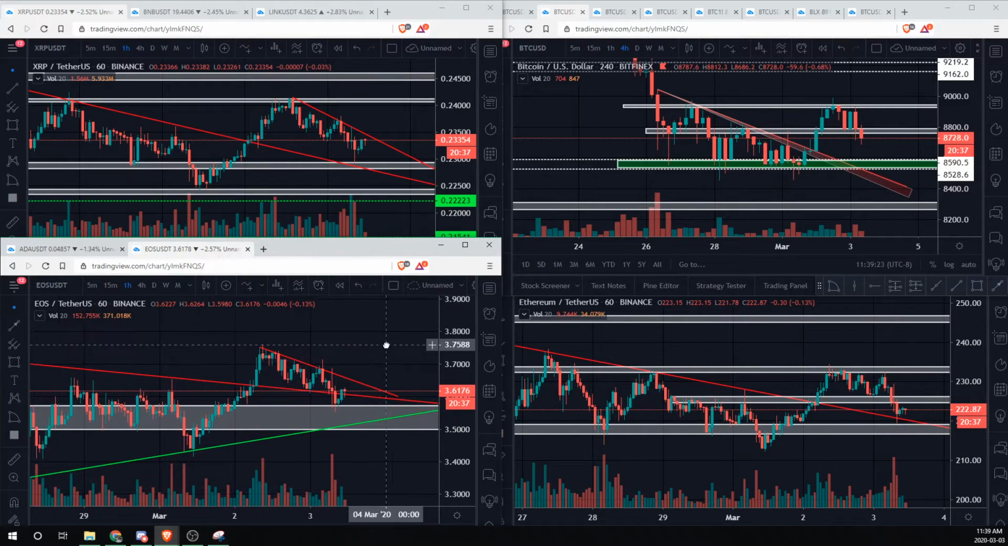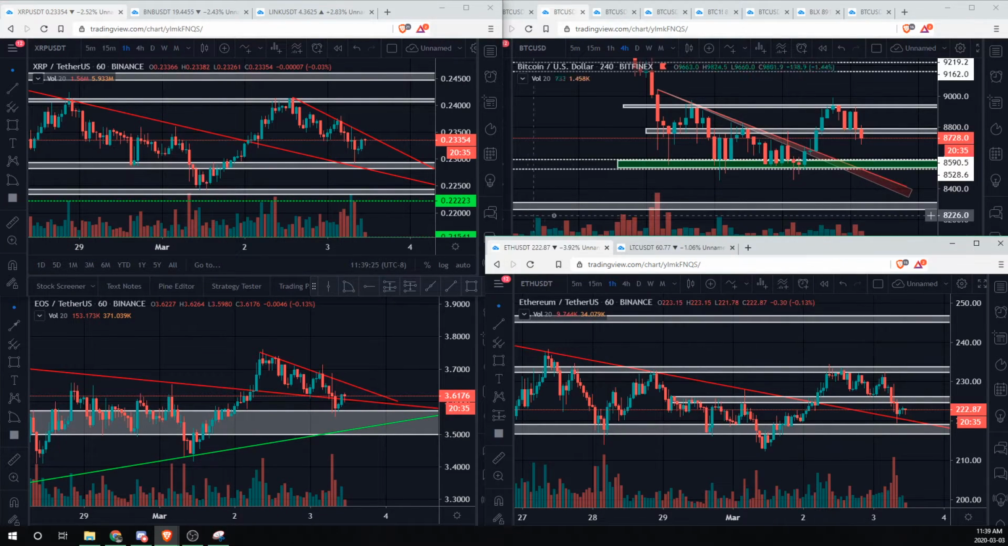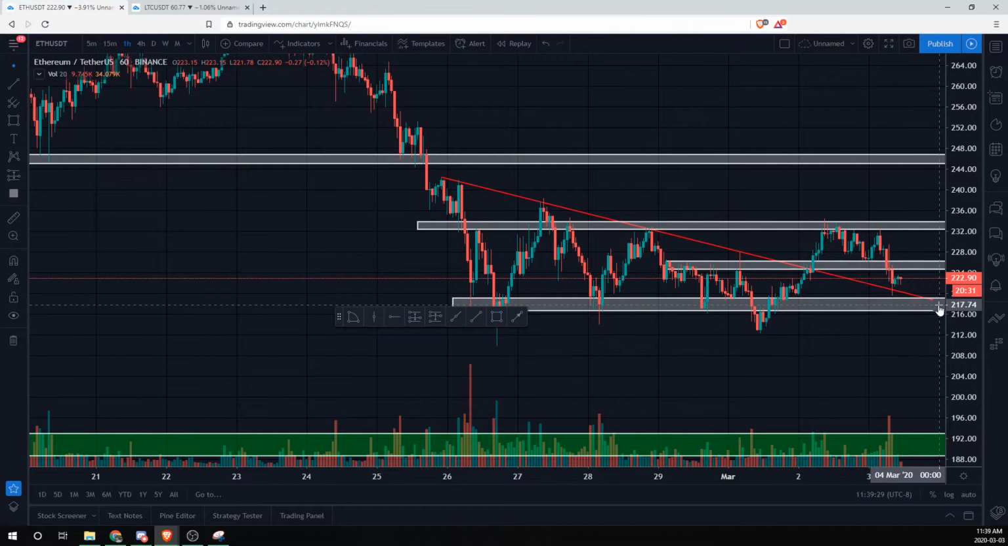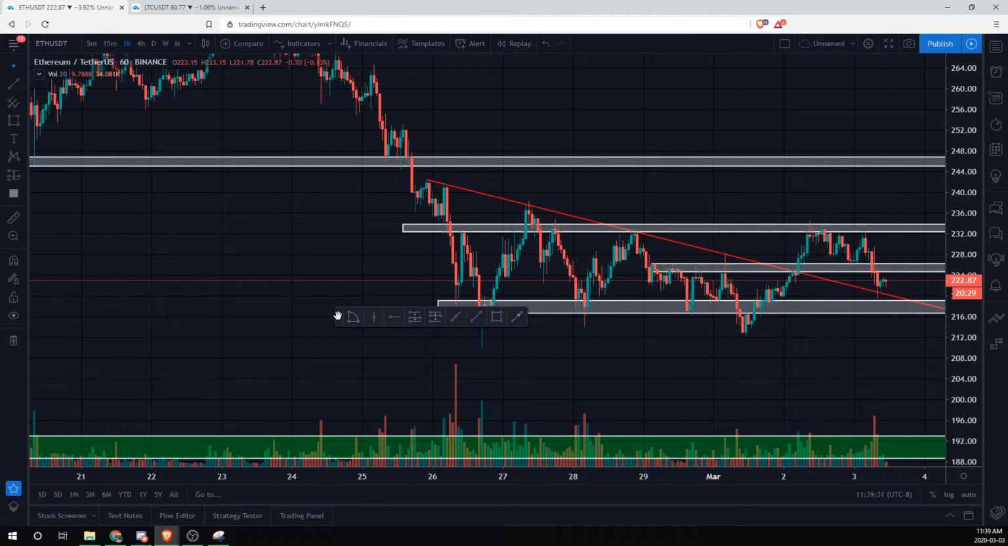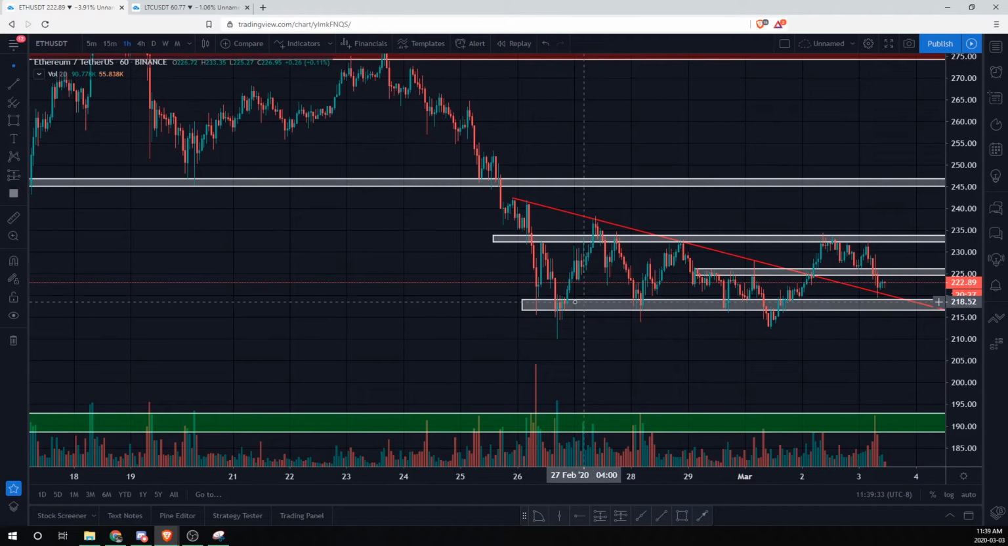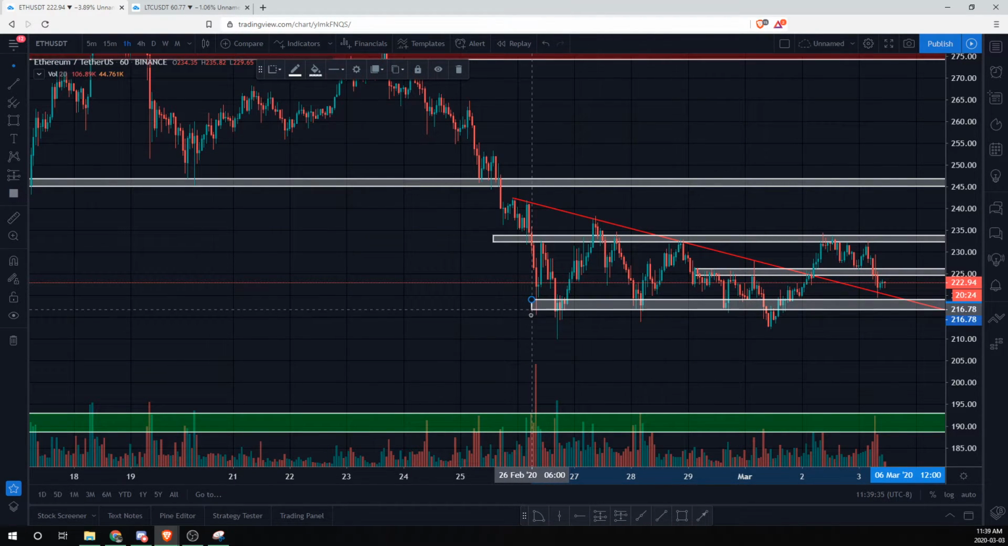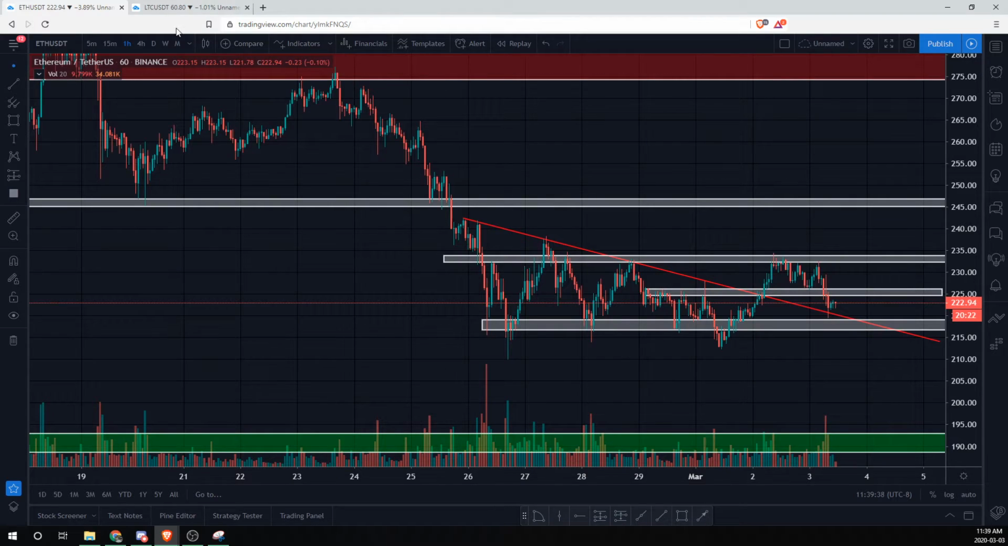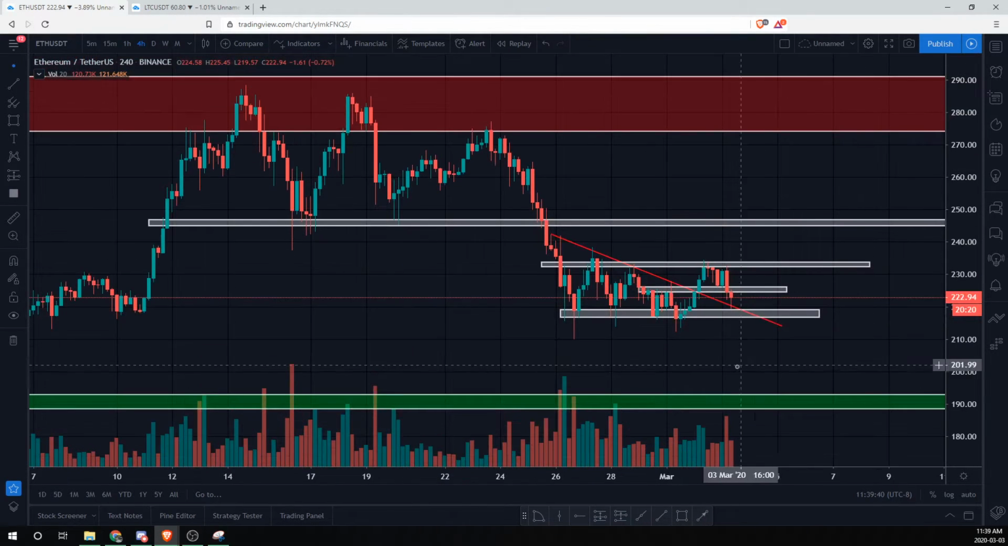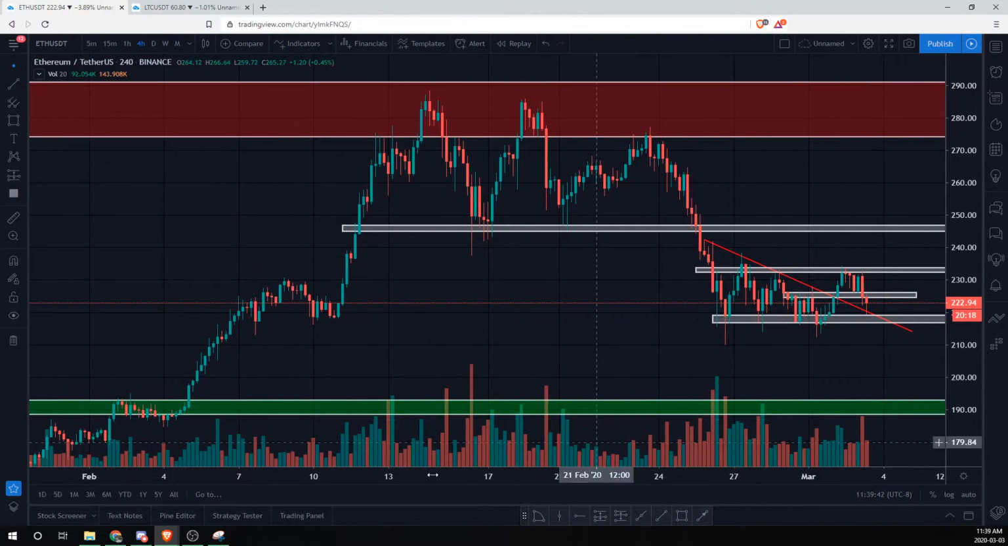The last 2 pairs are going to be Ethereum and Litecoin. So we'll go over Ethereum first on the 1-hour time frame. So we just broke to the downside here with a significant move. Actually, let's go over the 4-hour because it's a little bit easier to understand.